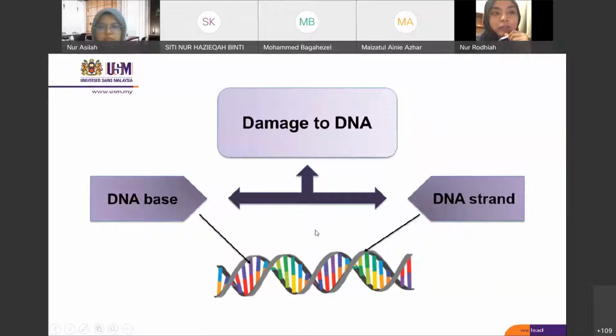Radiation and electrons bombarded by radiation move haphazardly inside the cell, resulting in damage to the various molecules forming the cell, which also brings damage to the DNA as the DNA is inside the cell. The damage will occur either at the base of the DNA or at the strand of the DNA. Next slide.